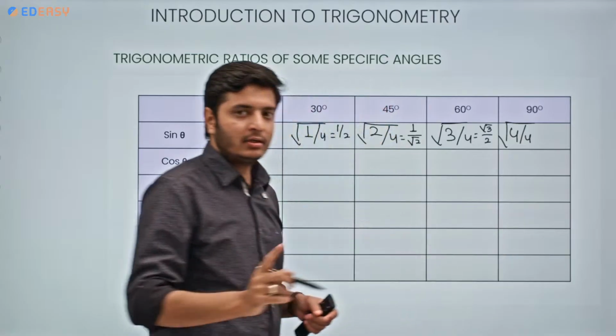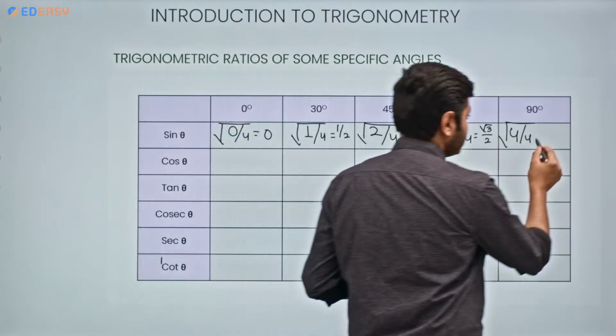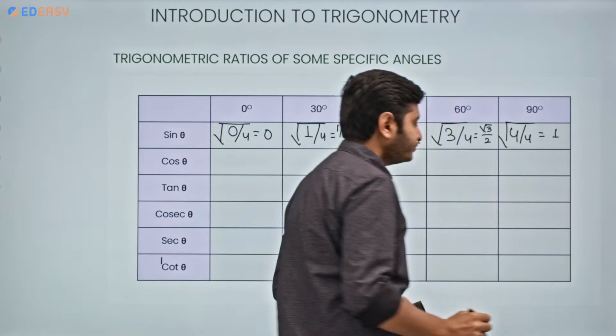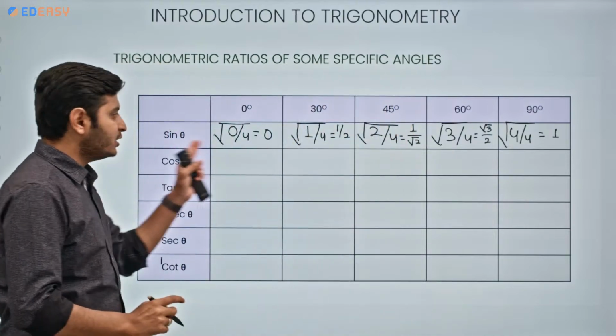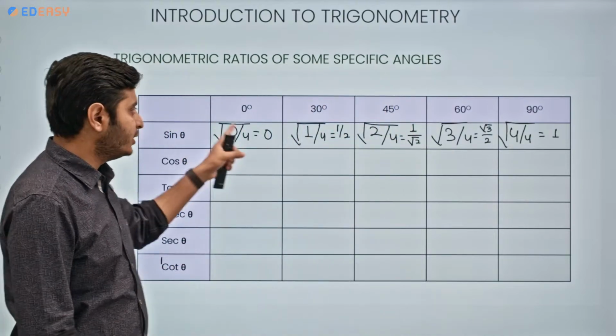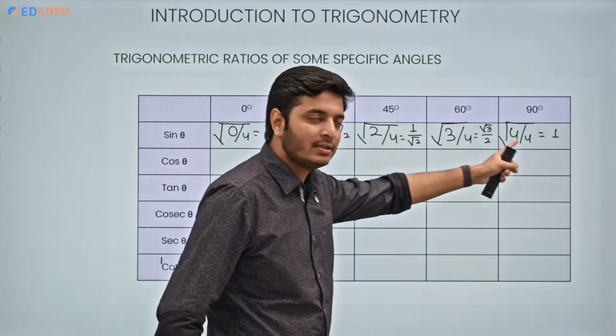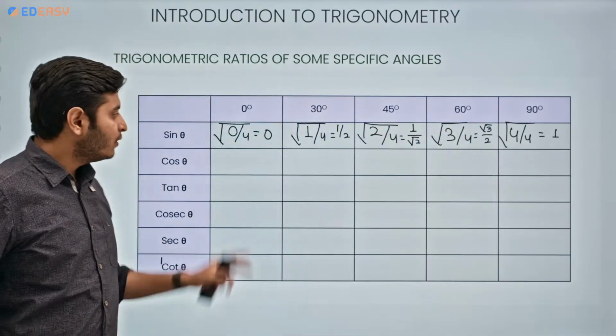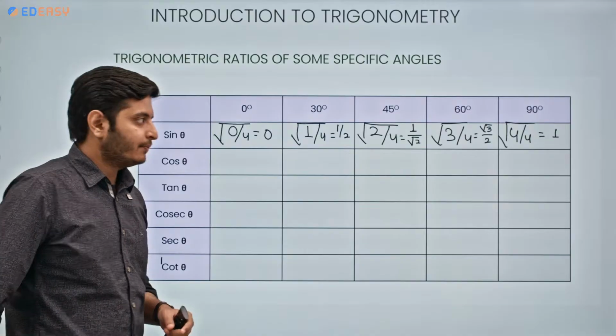4 by 4 is 1, under root 1 is 1 again. So this will become 1. Now you know all the values of sine: sine 0 degree, sine 30, sine 45, sine 60, sine 90. Correct? What about others? Okay, do one thing.